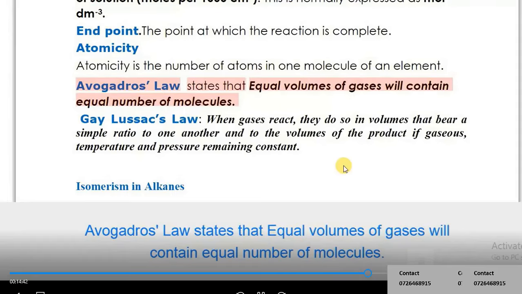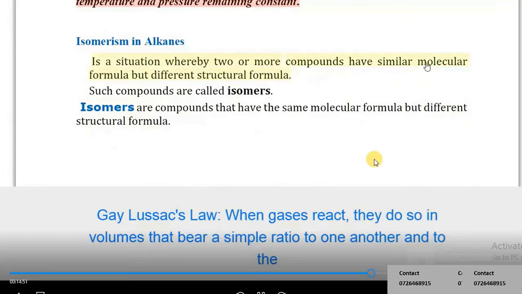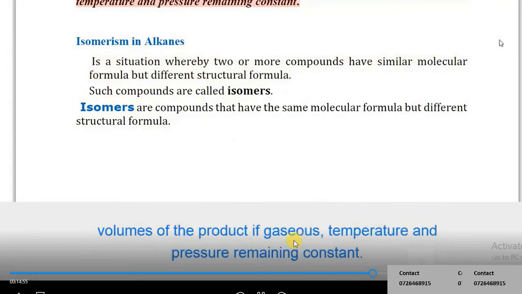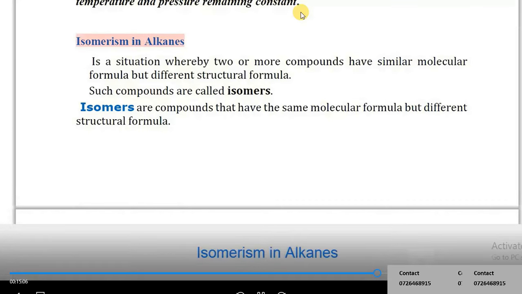Avogadro's law states that equal volumes of gases will contain equal number of molecules. Gay-Lussac's law states that when gases react, they do so in volumes that bear a simple ratio to one another and to the volume of the product if gaseous, temperature.